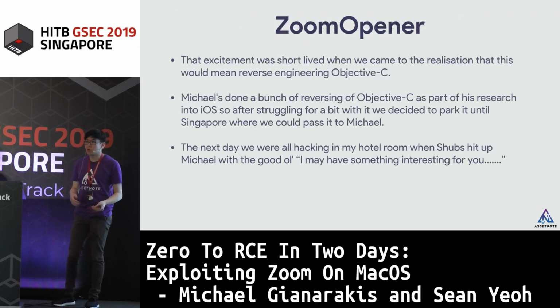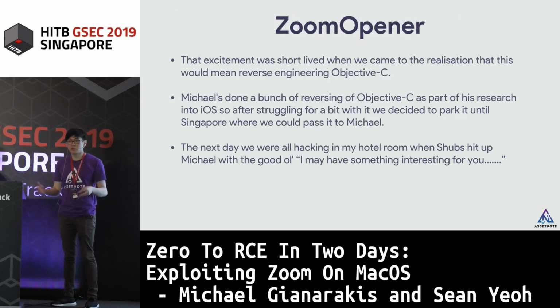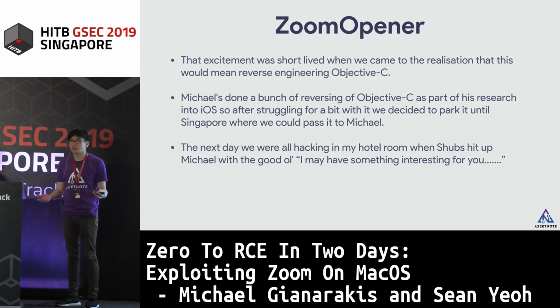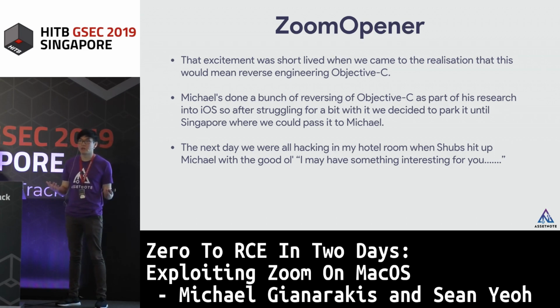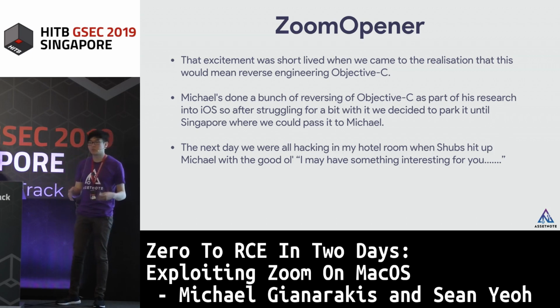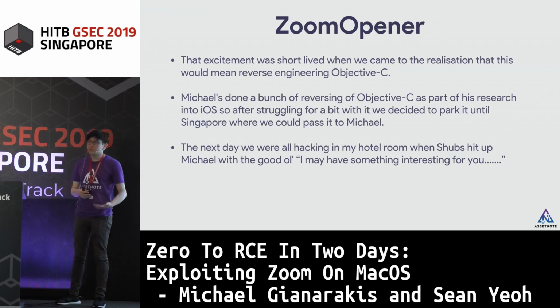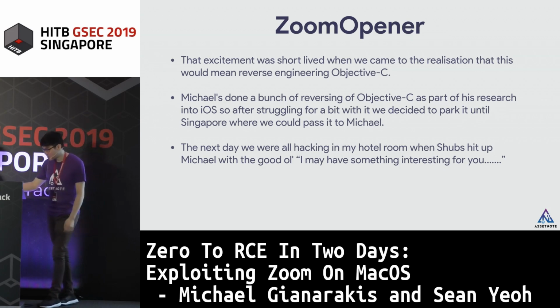But then we started digging some more and we realized that the reason there are so many symbols and the names are so descriptive is because this is Objective-C. And Shubs and I are not exactly the best Objective-C reversers. We're web security engineers. We like to hack websites. So instead of wasting the next 3 hours on the flight bashing our heads against the wall, we decided to wait till we met up with Michael in Singapore. He's had a whole bunch of experience reversing Objective-C because he's done a whole bunch of research into iOS. So we decided to wait, and the next day we're all in Singapore. We're in my hotel room hacking on some different targets, and Shubs hits up Mike with the good old, hey man, I've got something really interesting for you.